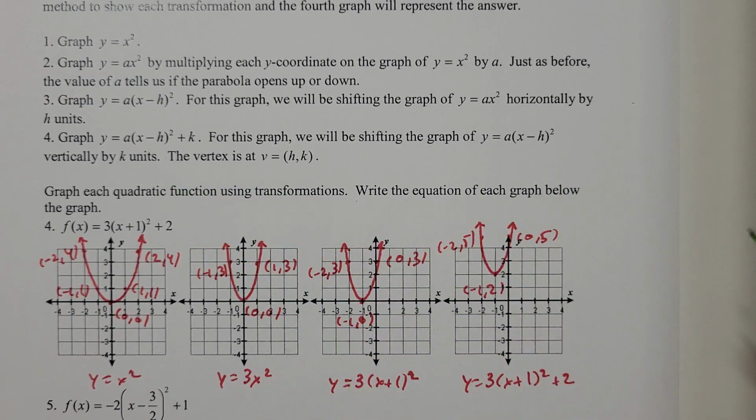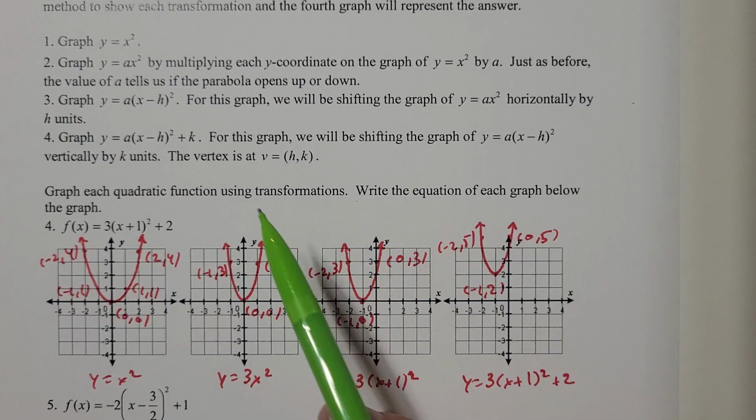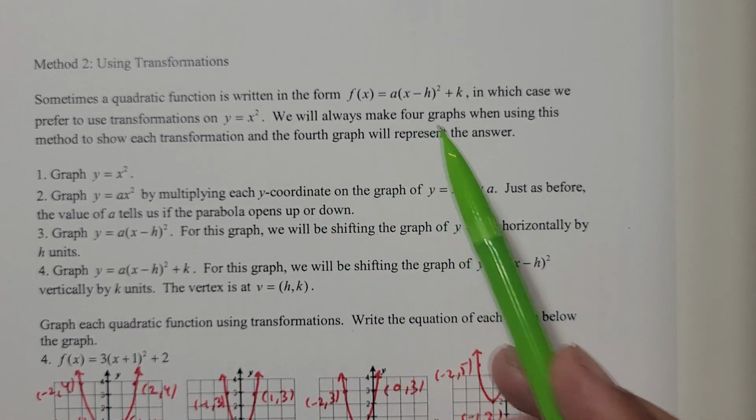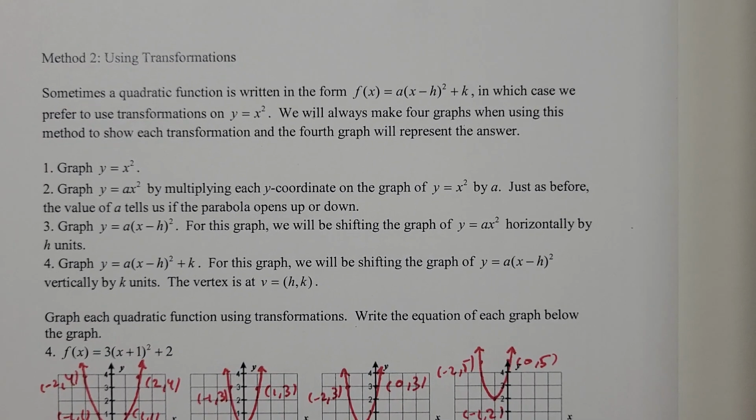Number 4, so the fourth graph is going to be our answer. That's where we're going to be graphing y equals a times x minus h squared plus k. In the last graph, you're going to shift up or down k units, depending on the number for k. Now the vertex is going to be at the point h, k, which is why they call this vertex form, by the way.